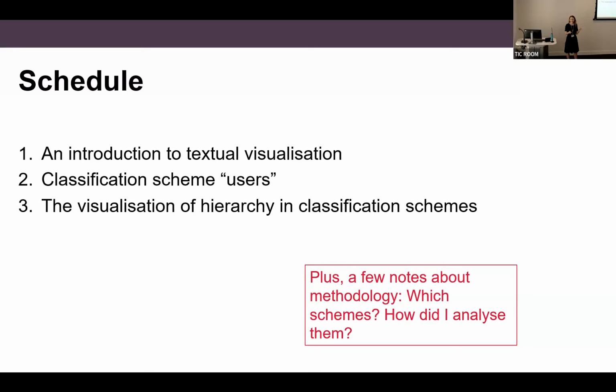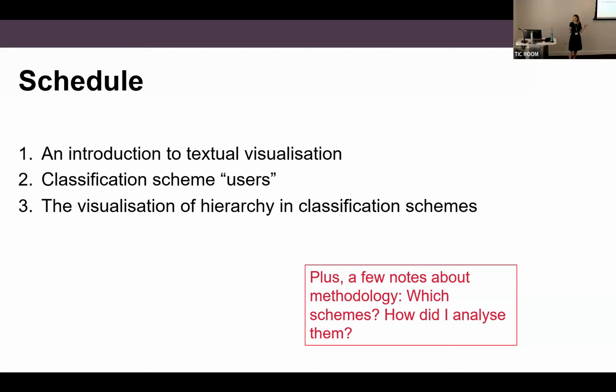I think that what I have found could be very interestingly applied to other forms of textual knowledge organization system, but that's not contained within what I'm talking about today. And the biggest disclaimer: this is a talk about visualization.